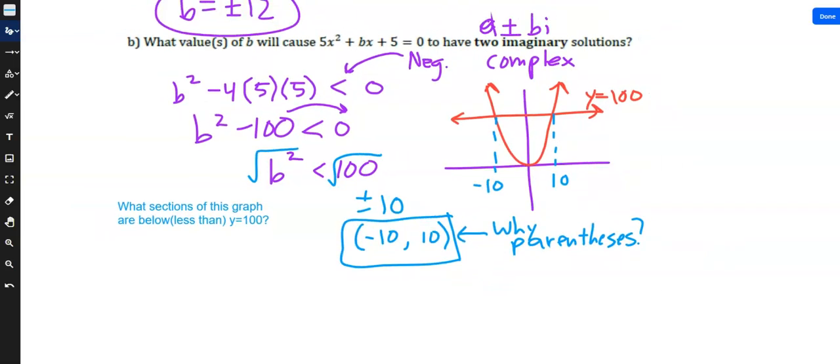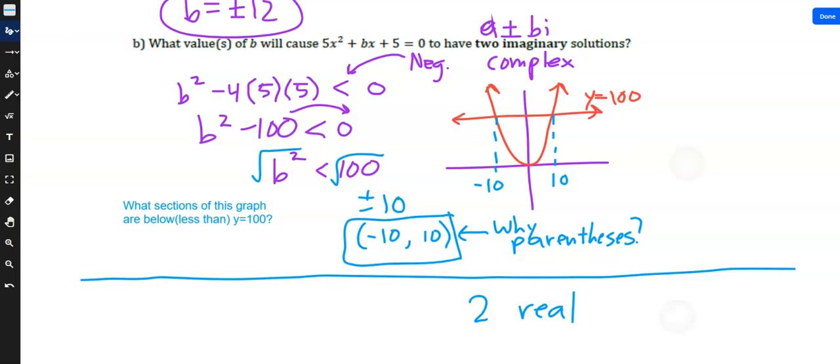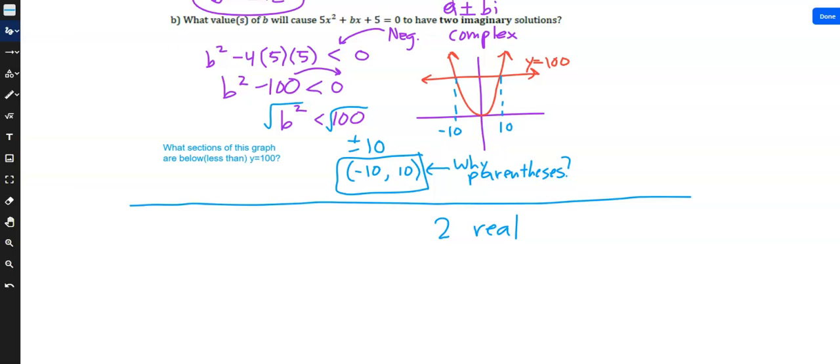Now, what if this question said 2 real? So I would have gone through this process, b squared minus 4ac. I'm just going to cut to the 100 part, and it has to be greater than 0, right? I'm not saying that I'm changing the question. I hope you understand, folks. That's why I drew the line in there. So in this situation, b squared would be greater than 100.